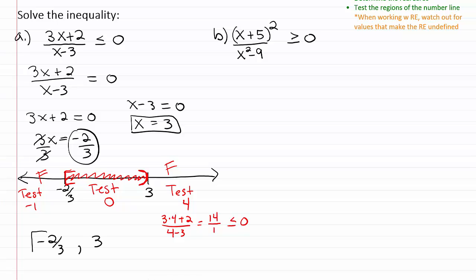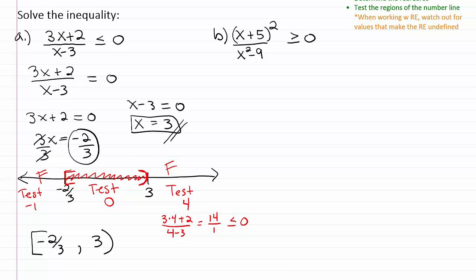values, but we want to include negative 2/3 and not include 3. And again, it's important that we don't include 3 because remember where 3 came from. That was the value that made the fraction undefined. So we want to not forget to make it rounded always for that number. All right, that's the answer for A.